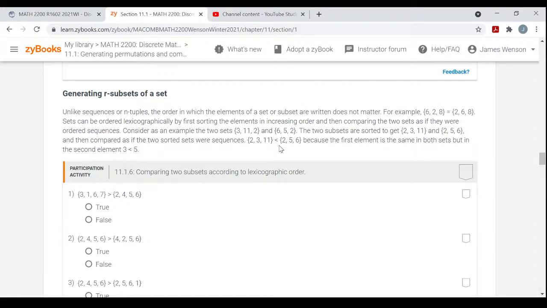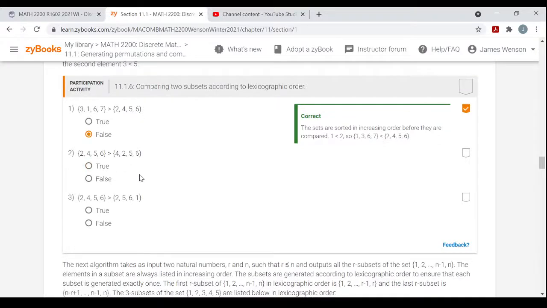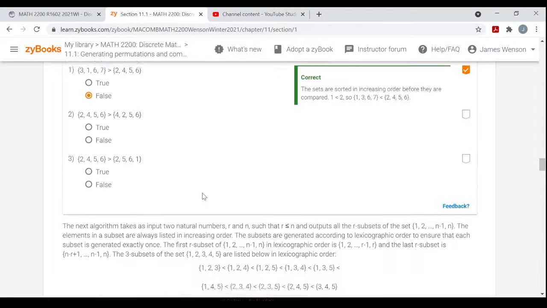So pretty similar. Here, this set with 3, 1, 6, and 7, I would reorder to 1, 3, 6, 7. And this is 2, 4, 5, 6, which is already in correct order. The lowest element here is 1, and the lowest element here is 2, so this set would be less than this set, not greater. It all matters on putting things in increasing order and then comparing the elements. I'll leave you to these examples with some 4 subsets.